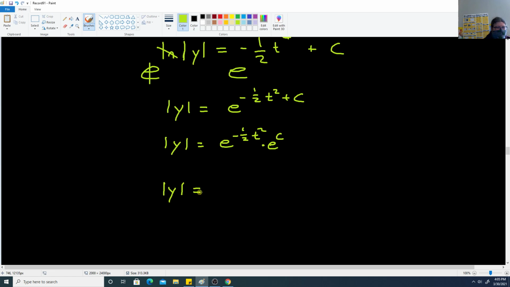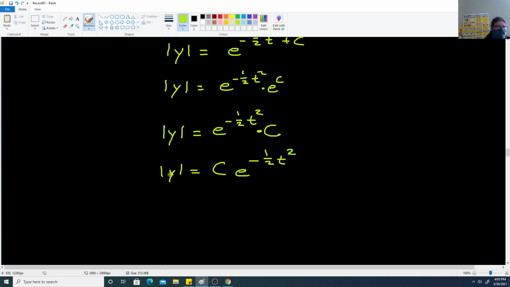E to the c is just a constant. So I'm going to replace the symbol e to the c with just c. So we have e to the -1/2 t squared times c, because e to the c is a constant, so we can just replace it with another constant. We'll get absolute value of y equals, I'm going to move the c out front to make this look more like the way we normally write things. Multiplication's commutative, so you can swap the order when two things are multiplied together.